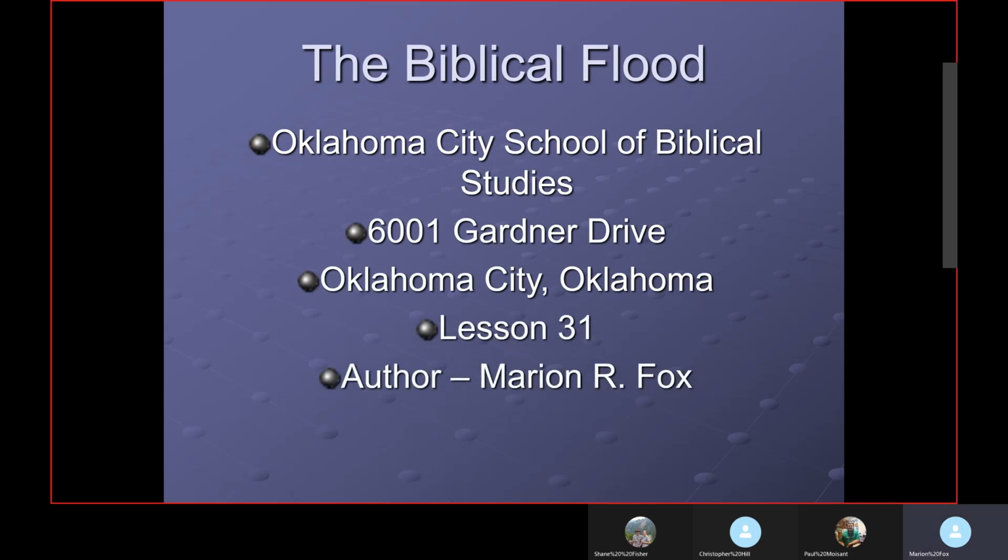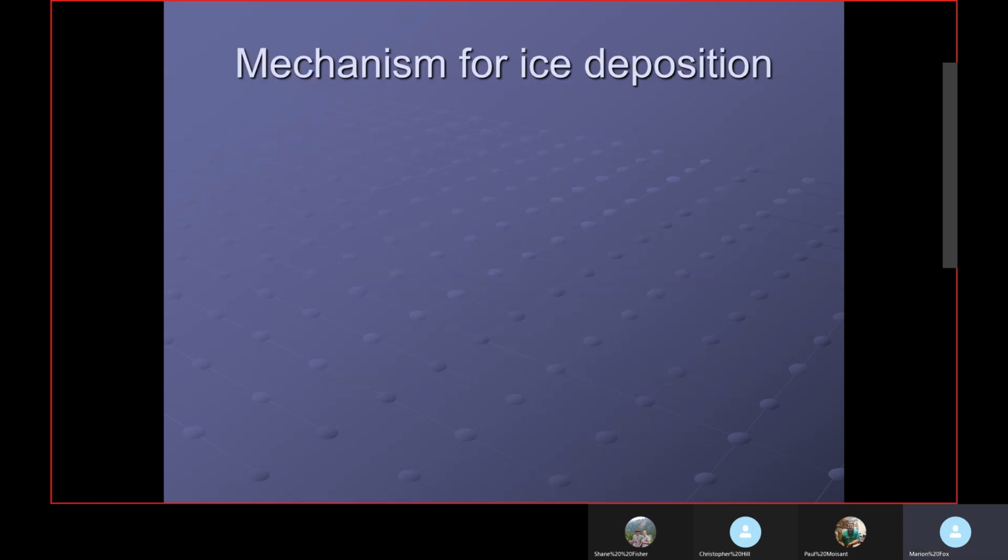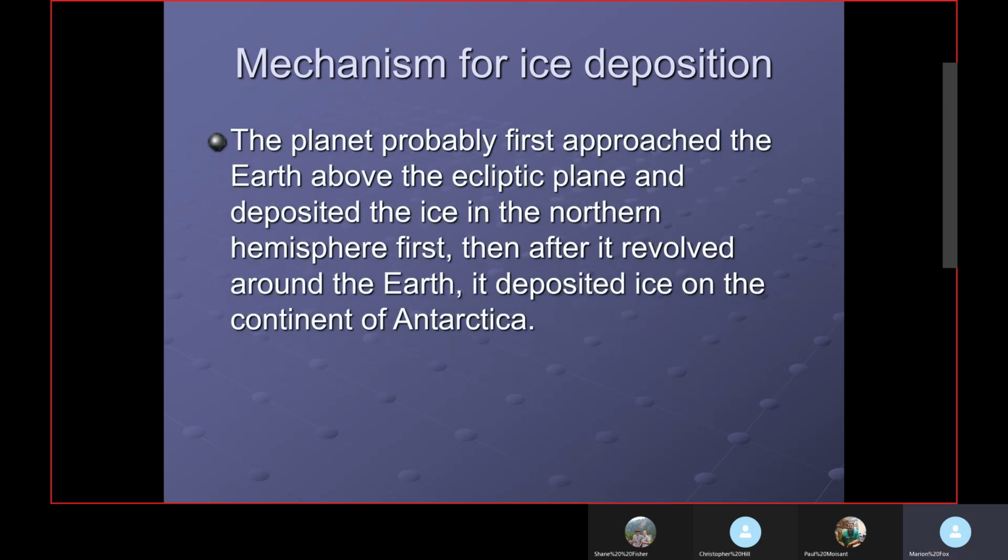This is our 31st lesson on the study of the biblical flood, and I'm Marion Fox, the author of the book. We'll be looking at the mechanism for ice deposition, the ice caps in Greenland and Antarctica specifically, those two places. And we'll be looking at the mechanism by which I have postulated or hypothesized that it occurred. I've argued that it was a planet that caused the flood, and God brought a planet close to the earth, and the planet then caused tidal flood. The flood was basically mostly tidal action.